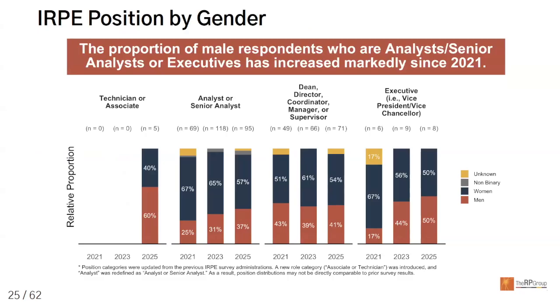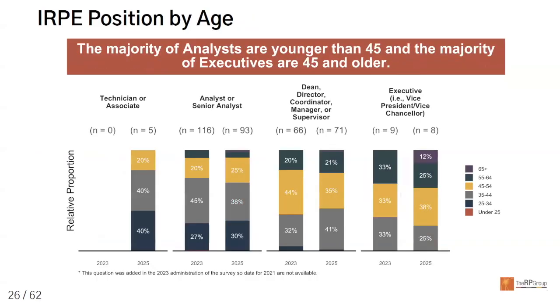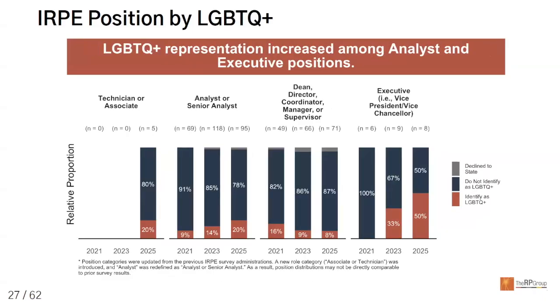So next, when we look at people's positionality, right, what positions they have in IRPE, and we look at that by gender, what we see is that our men or male respondents who are analysts or senior analysts or executives has increased markedly since the first time we did the survey in 2021. When we look at age, our analysts tend to be younger than 45, and the majority of our executives are 45 or older. Again, not terribly surprising there. With LGBTQ, the representation has increased among analysts and executives.